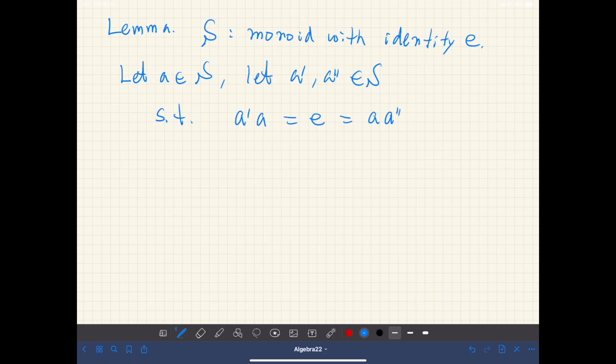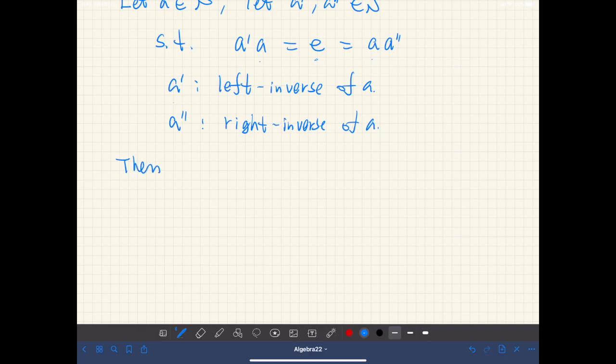Okay. So we say A prime is the left inverse of A, because if we multiply A prime to A from the left, then it is equal to the identity element. And similarly, A double prime is called the right inverse of A, because if we multiply A double prime to A from the right, then we get the identity element. Now, if this is the case, then we have A prime is equal to A double prime. Okay? The proof is very easy.